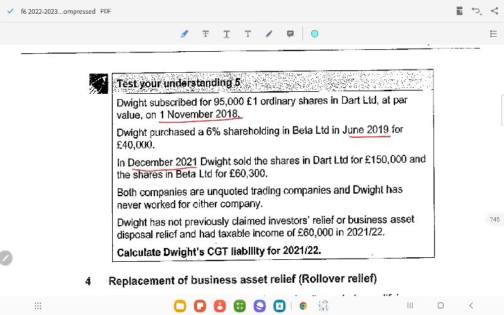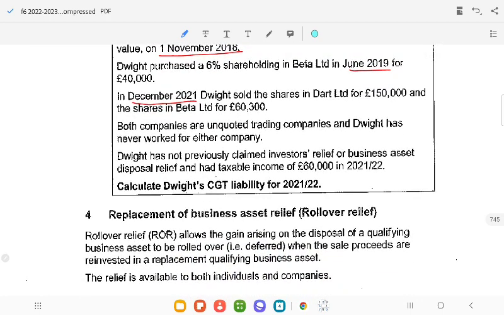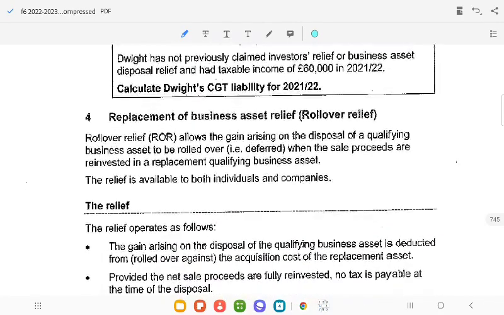Both companies are unquoted companies, so this condition is also met. David has not previously claimed investor relief or business asset disposal relief and has a taxable income of 60,000.